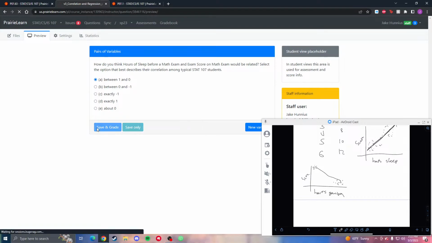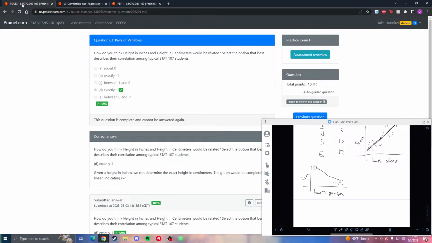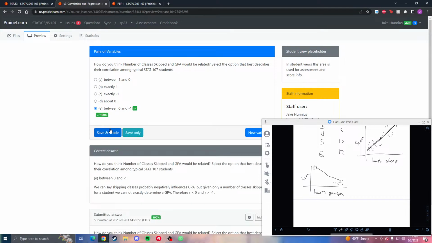I don't think it'll trick you. I think they just want you to take your time and think it through. So when I say units are related, I mean height and height, the exact same. If I did over here number of classes skipped and GPA, they would be related. We know that these two aren't the same variable, and we know that as you skip more classes, your GPA is lower, so we know it's going to be like this.